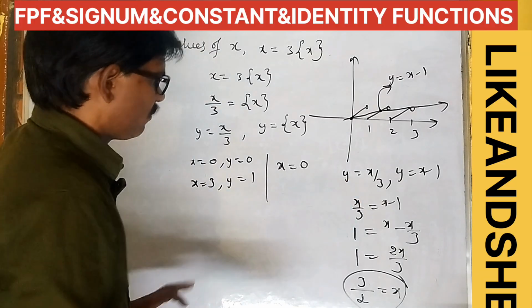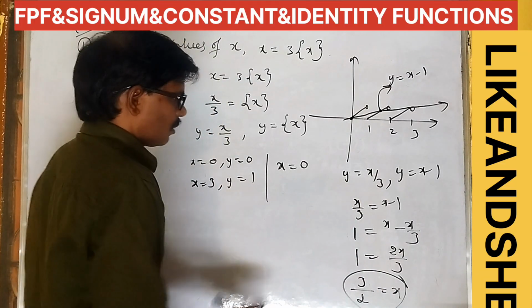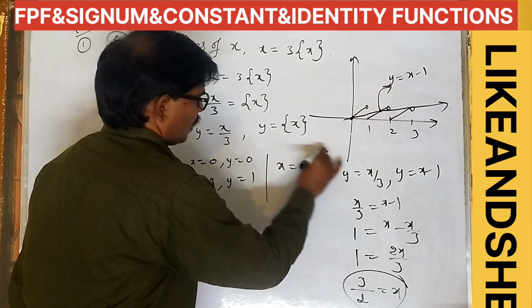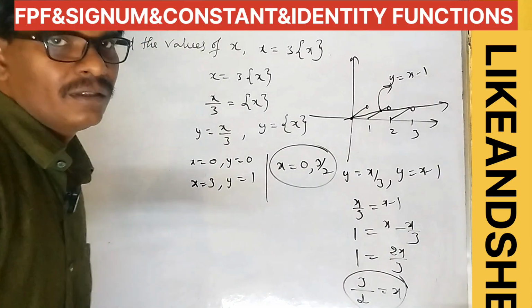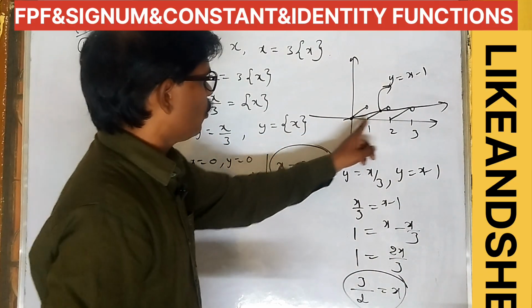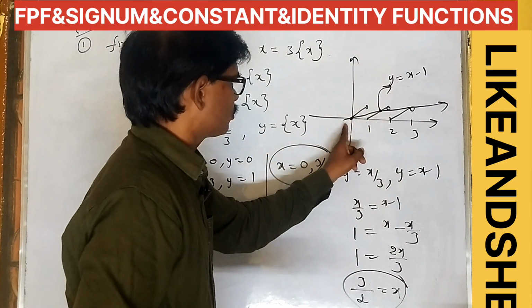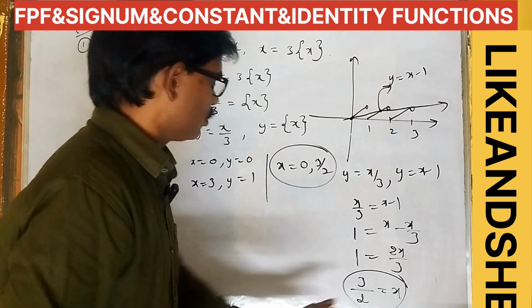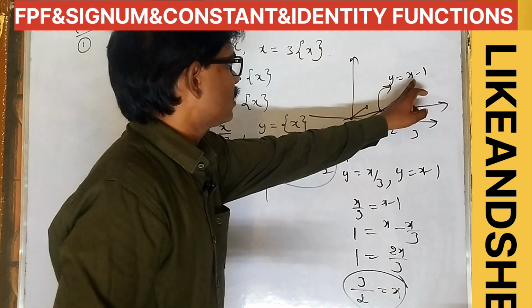What is the value of x? x is equal to 3 by 2. These are the two solutions of x, two points of intersection. One point is 0, 0. Another point is x equal to 3 by 2, right here.